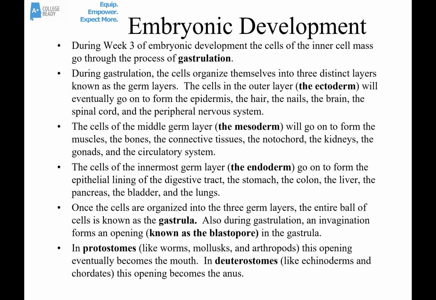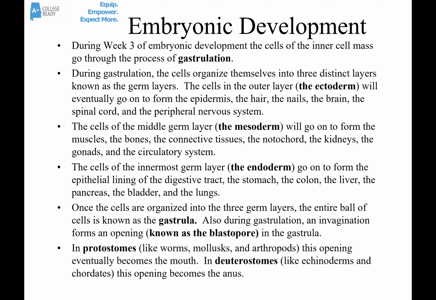The cells of the middle germ layer, the mesoderm, go on to form the muscles, the bones, the connective tissues, the notochord, which will ultimately help to make the spinal cord, the kidneys, the gonads, and the circulatory system. And then the cells of the innermost germ layer, known as the endoderm, go on to form the epithelial lining of the digestive tract, the GI tract, the stomach, the colon, the liver, the pancreas, the bladder, and the lungs.